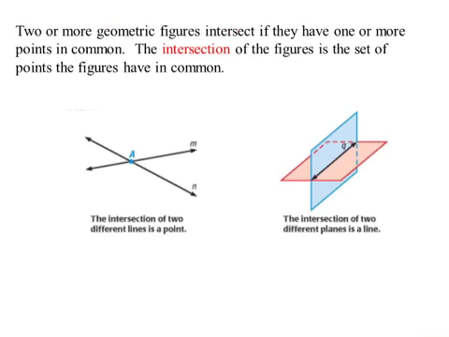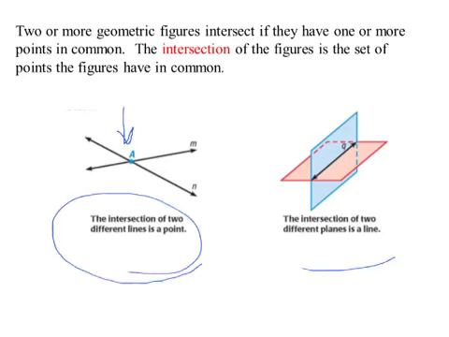Two or more geometric figures intersect if they have one or more points in common. The intersection of the figures is the set of points the figures have in common. So here we have the intersection of 2 different lines. It's a point. The intersection of 2 different planes is a line.